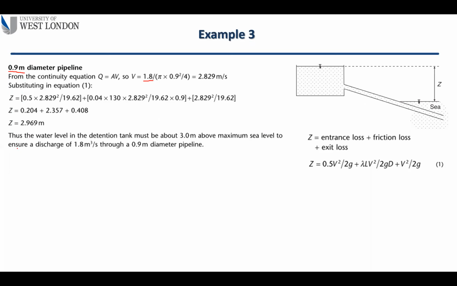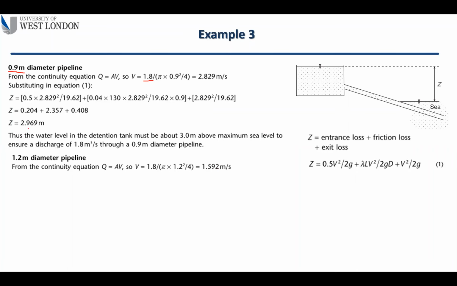Let's look at the second assumption. If we increase the pipe to a size of 1.2 meters, what would happen? So we change the diameter of the pipe to 1.2 meters. We repeat the procedure. First of all, we calculate the velocity, which is equal to 1.592 meters per second by using the continuity equation. You can see it's about half of the velocity.